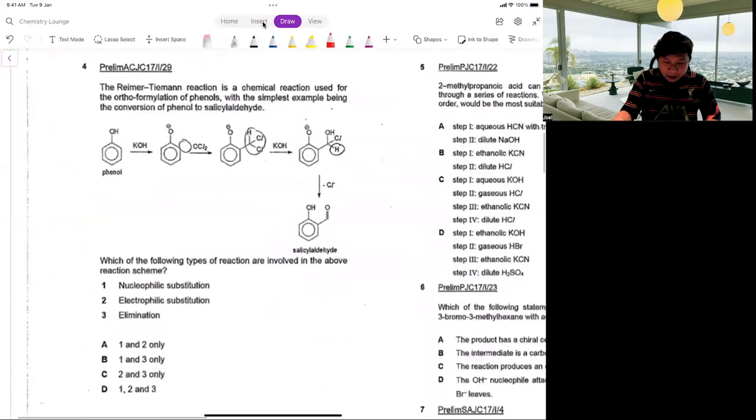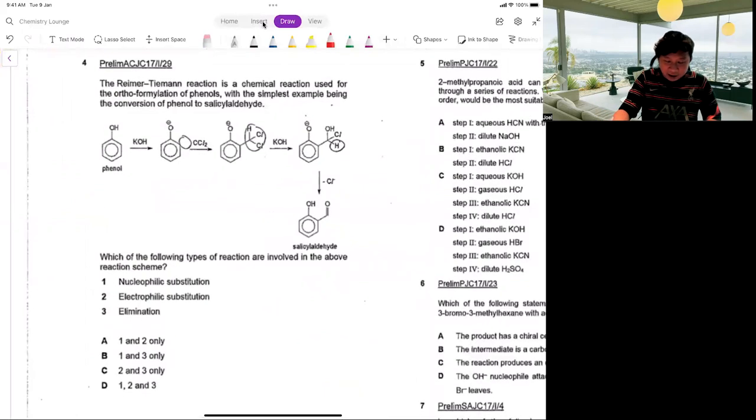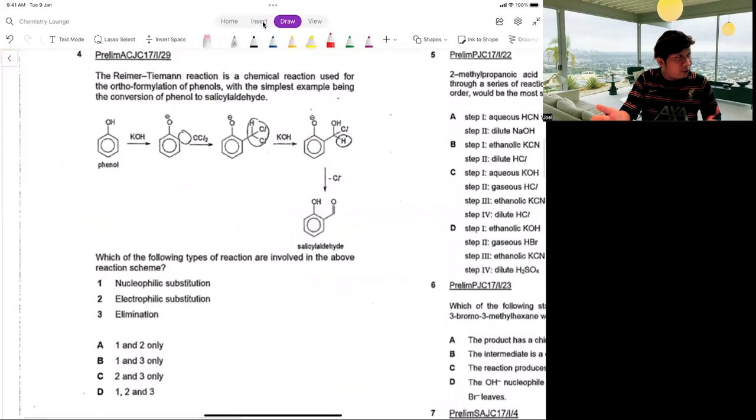Okay, so once in a while there's some weird thing in the A-level test these days, right? Some random kind of name there. So we just analyze whatever we know, fair enough. So let's check one by one. Nucleophilic substitution, have or not? Is there nucleophilic substitution?